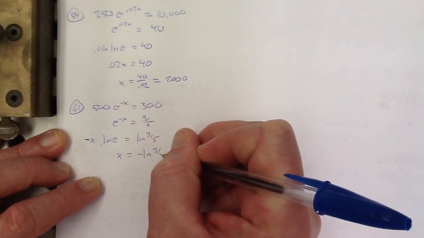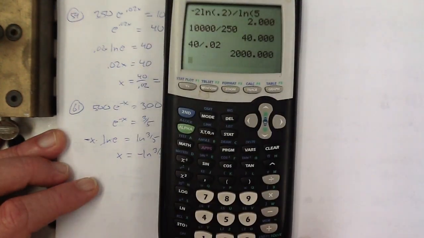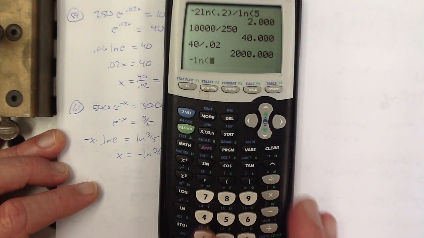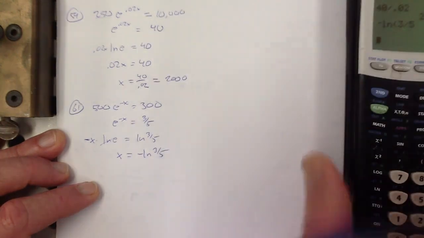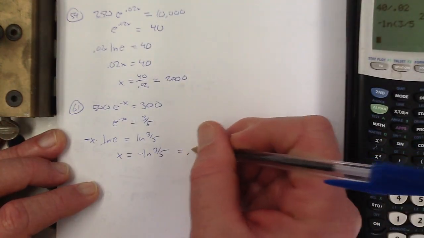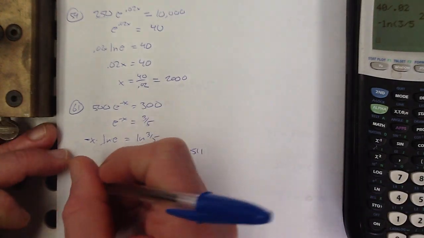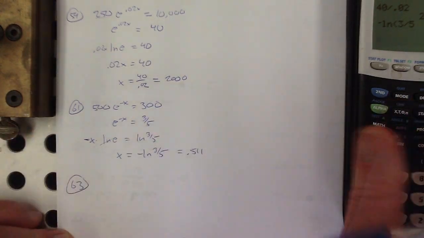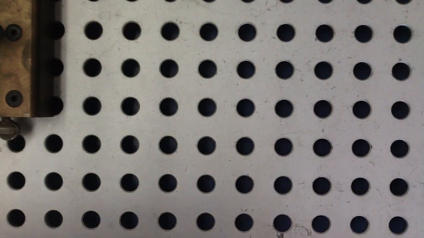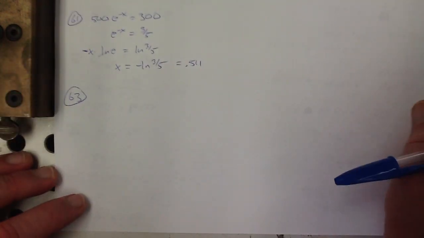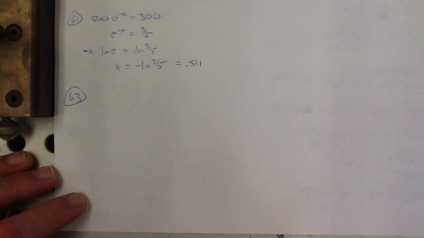negative natural log of 3/5. Negative natural log 3/5 is 0.511. 63.